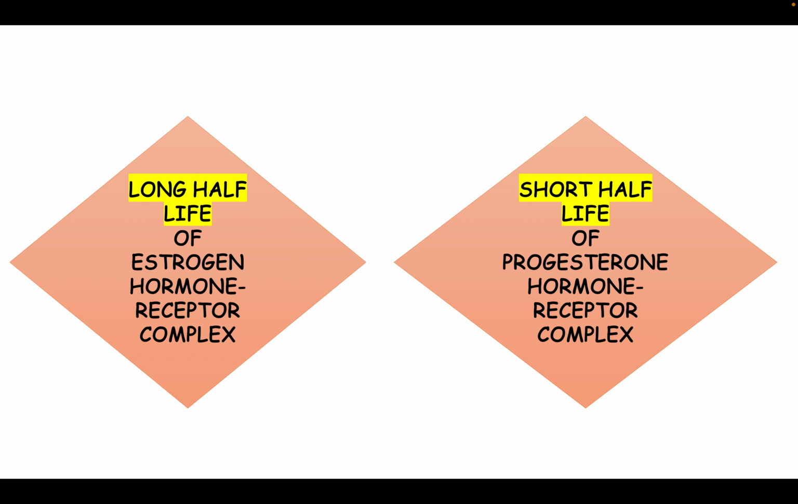It means that estrogen remains bound to the hormone receptor complex for a longer time, and that's why even a smaller amount of estrogen is adequate to produce the desired effect. That also is one of the major reasons for the potency differences between different types of estrogens. As we all know, there are different types of estrogen, E1, E2, E3. Out of these, E2, that is estradiol, is the most potent estrogen, and the reason behind its potency is the long half-life of the estrogen hormone receptor complex. The hormone E2 remains bound to the receptor for a longer time. That's why E2 is the most potent form of estrogen.